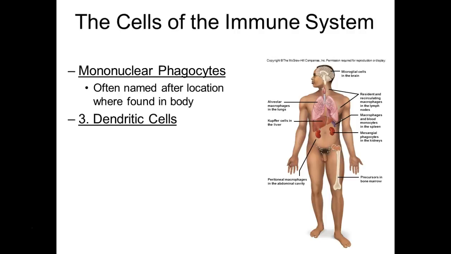Where mesangial phagocytes, right? When they named them, they didn't realize that this cell type is found all throughout your body. I can never say the name of the one in the brain. So we have them in our brain, right? And then we have them all throughout the body.